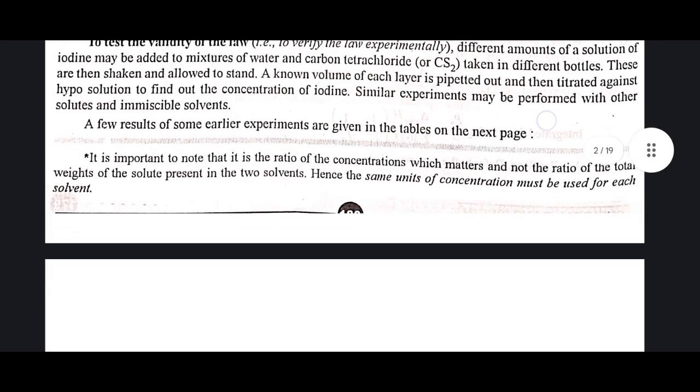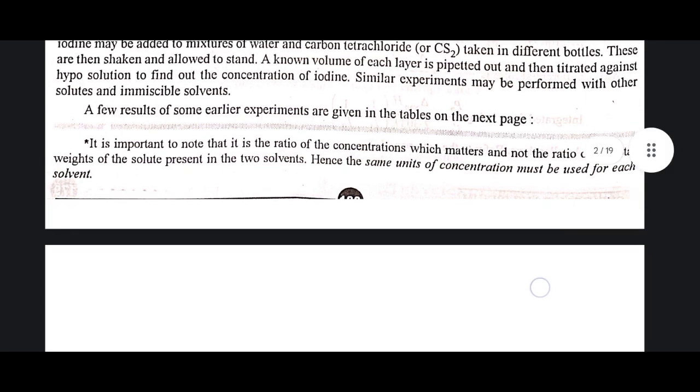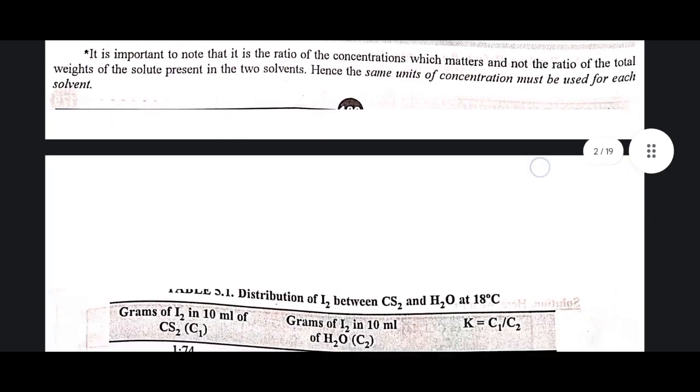It is important to note that it is the ratio of the concentrations which matters and not the ratio of the total weights of the solute present in the two solvents. Hence, the same units of concentration must be used for each solvent.